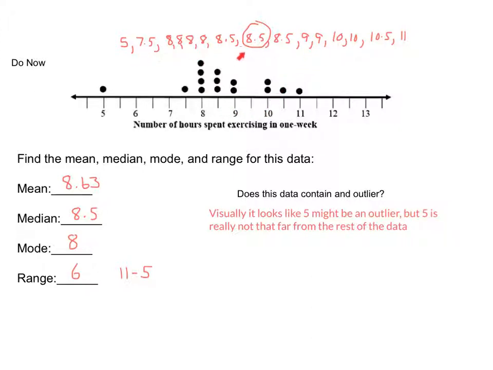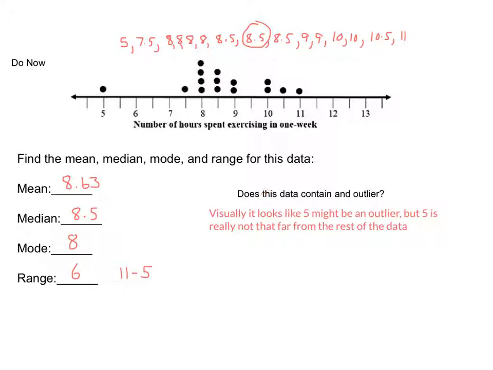So here's the list of data from this dot plot. There are 15 numbers. So I added these all up, divided by 15, and got 8.63. The median, again I have 7 on this side, 7 on this side, is 8.5 in the middle. The mode, you can clearly see, is 8. And the range is 11 minus 5, and that's going to be 6.